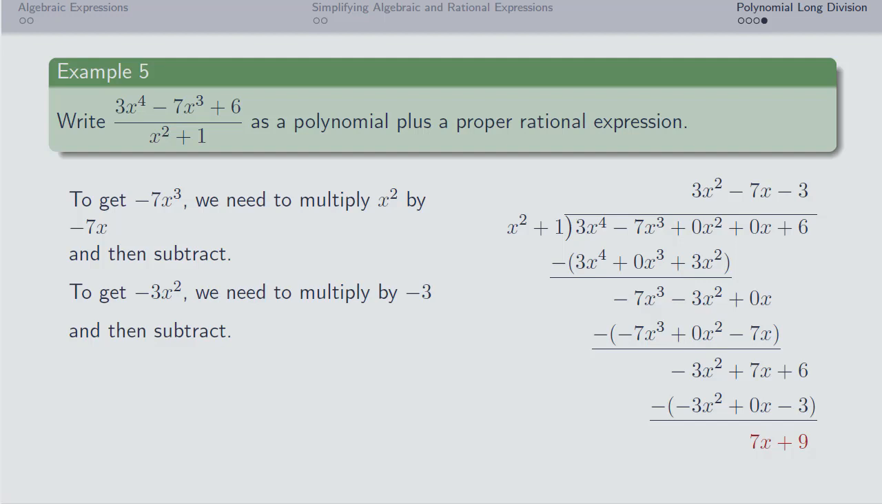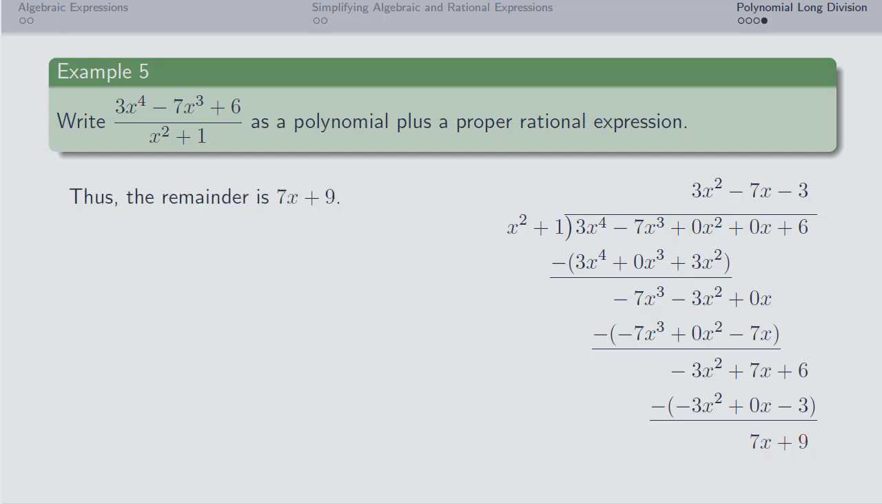That's something that's lower than second degree. So my remainder is 7x plus 9. Now what do I do with that? In my previous example, I had a remainder of 2 when I was dividing by 5. So I had a plus 2/5. And I did the same thing here. My remainder was 7x plus 9. So I'm going to divide that by the thing I'm dividing by here, x squared plus 1.